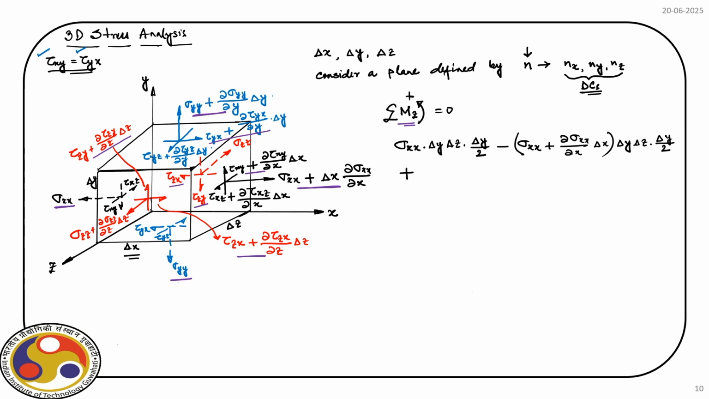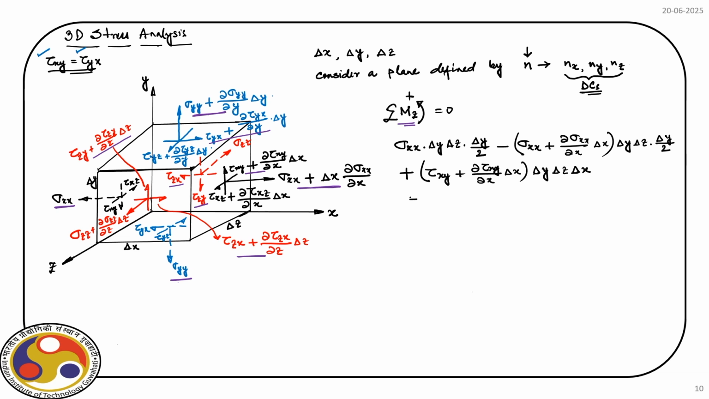Then plus we have tau xy plus its variation over x axis. Then we have to identify the area over which it is acting. So, it is acting over the area defined by delta y delta z. So, this is delta y delta z and what is the lever arm? This is delta x, right. So, we have to multiply this with delta x. Okay.